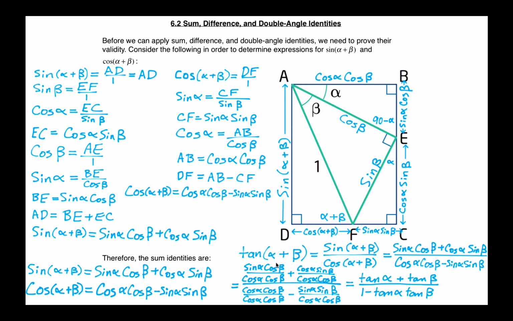So notice that the cosine beta divides out, sine alpha over cosine alpha gives you tan alpha. The cosine alpha divides out, you've got sine beta over cosine beta, which is tangent beta. In the denominator, the cosine alpha divides out, the cosine beta divides out, you're left with 1. Here, sine alpha over cosine alpha is tangent alpha, and sine beta over cosine beta is tangent beta.